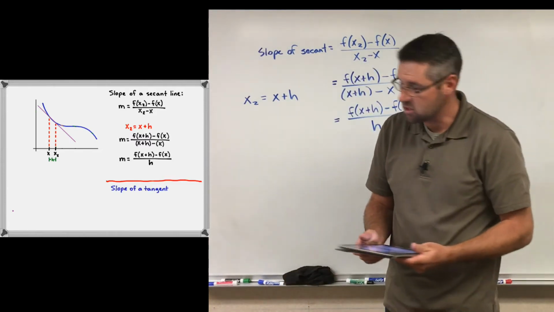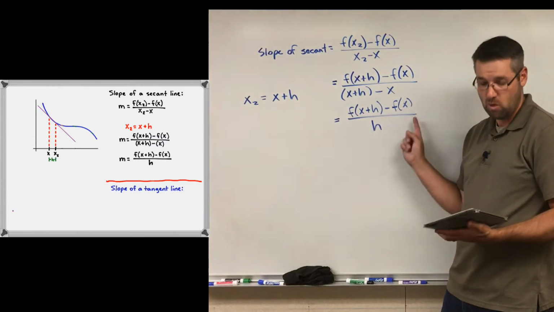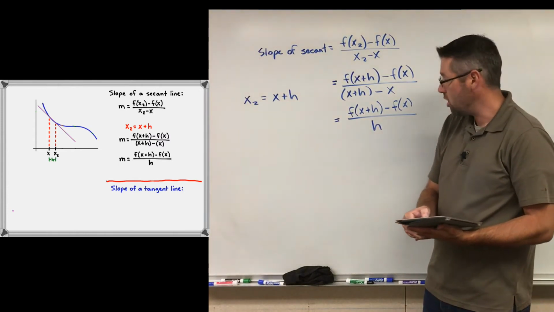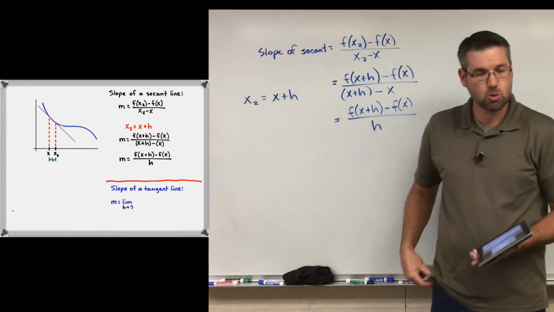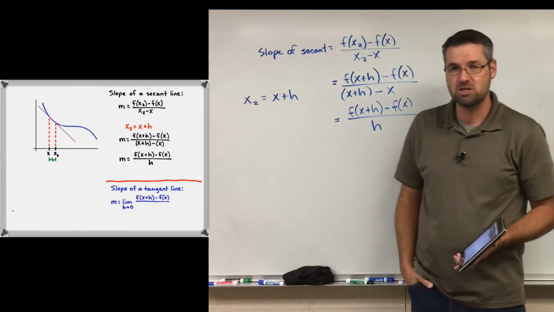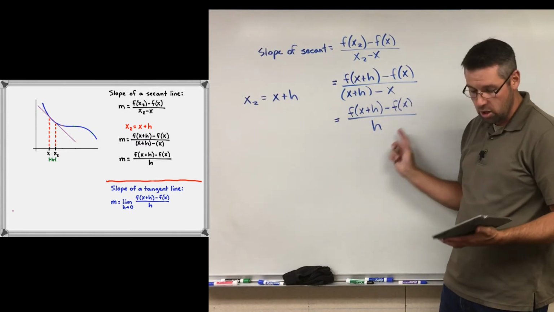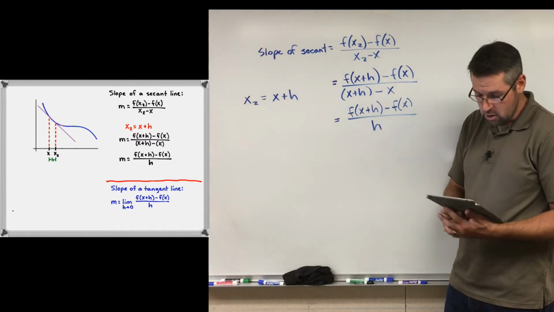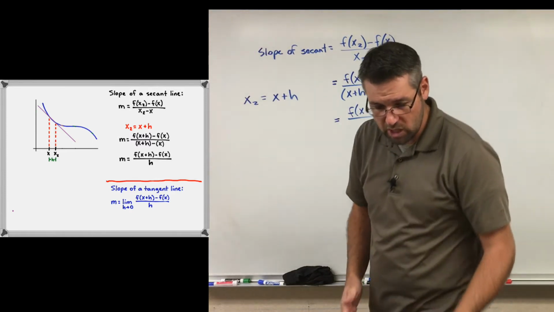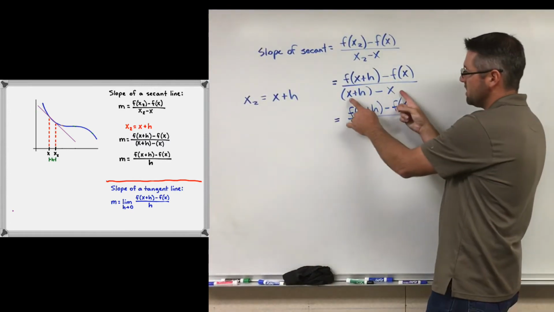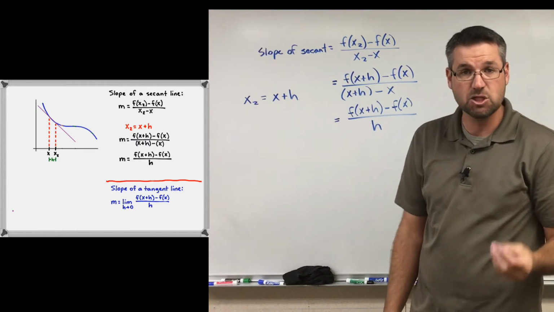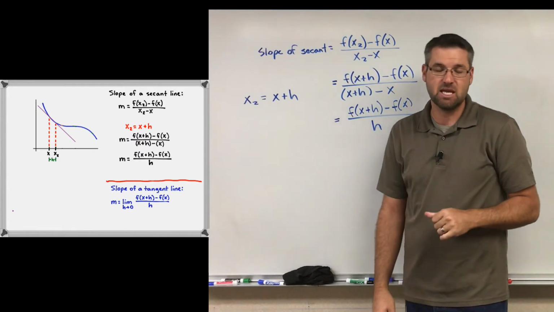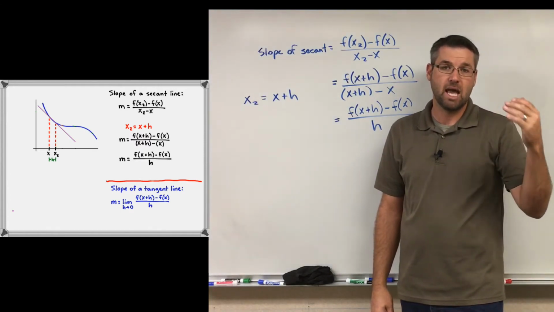The slope of the tangent line will be the same thing as this equation, except we want the h value to be infinitely close to 0. So we're going to say the limit as h approaches 0 of what we call our difference quotient here. We could write it like this, where it's just x plus h minus x, but the bottom line is we're taking the limit as h approaches 0 of f of x plus h minus f of x all over h.